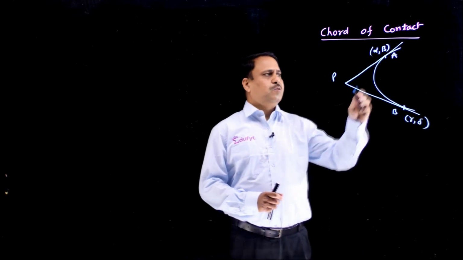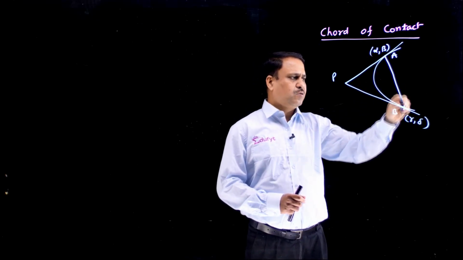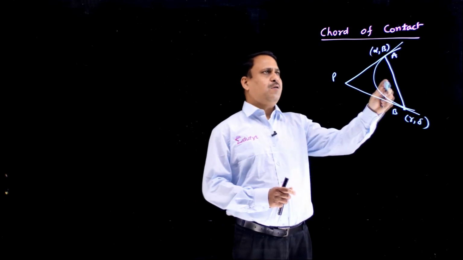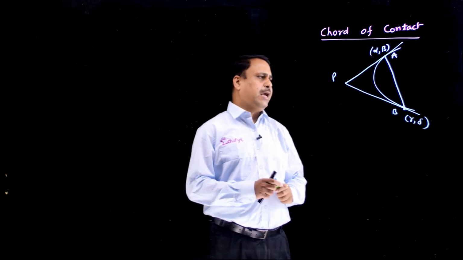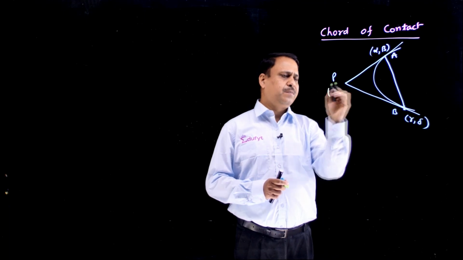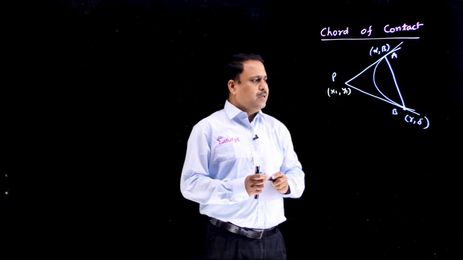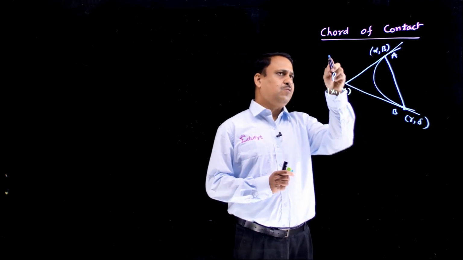Then through these two points I can draw a line. These are the points of contact. So through the points of contact I can draw a line or chord AB, as it is a chord passing through the points of contact. So this chord is known as chord of contact with respect to the point x1, y1. In the chapter of circle we have seen the equation of this chord of contact is T is equal to 0.